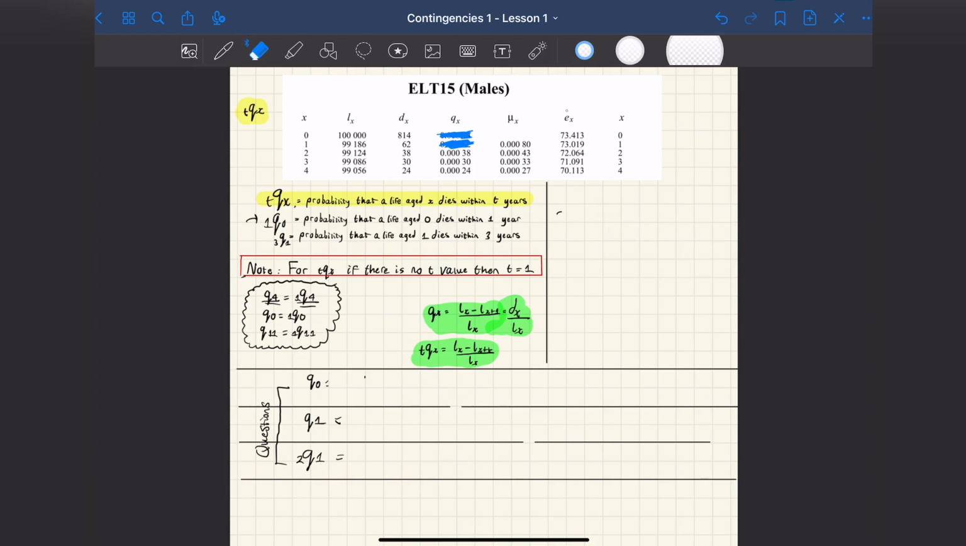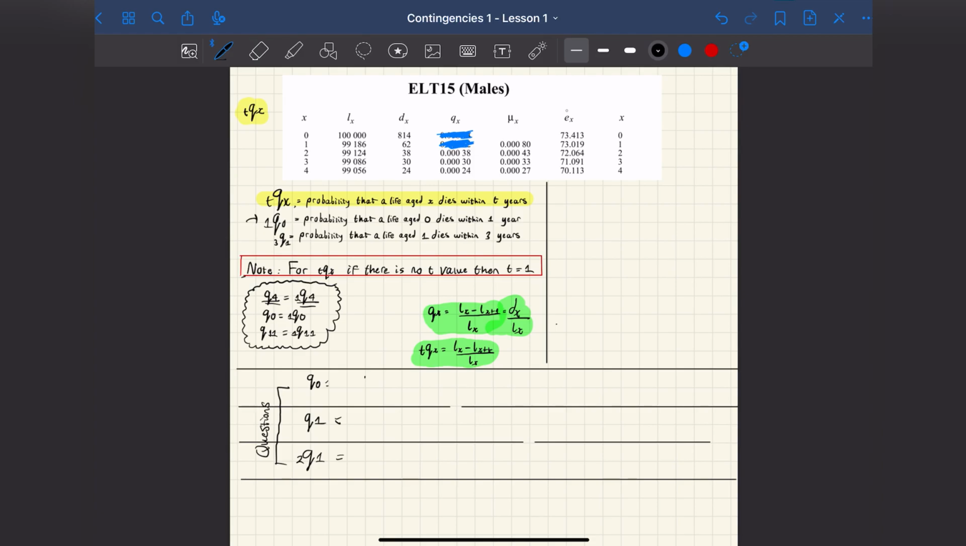And one quick thing to note with tQx is that if there's no value of t, then t is 1. So for example, if we have Q4, there's no t value, therefore t is 1. If we have Q0, there's no t value, so t is 1, and so on. If we had, for example, Q78, there's no t value, therefore t is 1. This is the case when there is no t value.